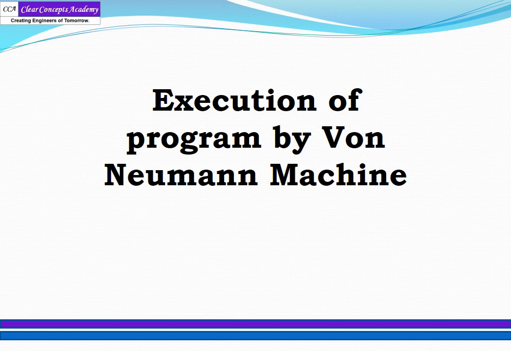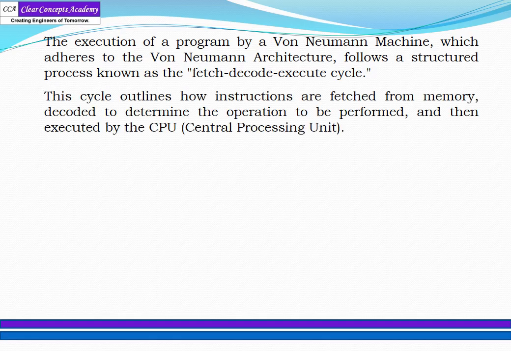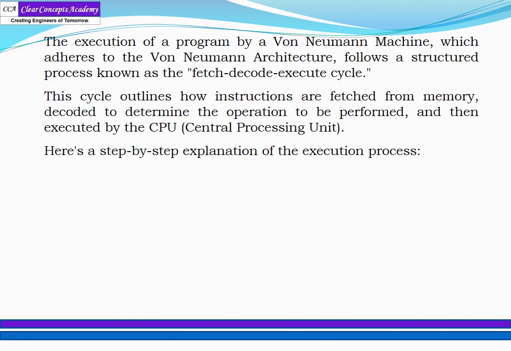Execution of program by Von Neumann machine. What is done, we will see. The execution of a program by a Von Neumann machine follows a structured process known as the fetch, decode, execute cycle. This cycle outlines how instructions are fetched from memory, decoded to determine the operation to be performed, and then executed by the CPU, central processing unit. Here is a step-by-step explanation of the execution process.